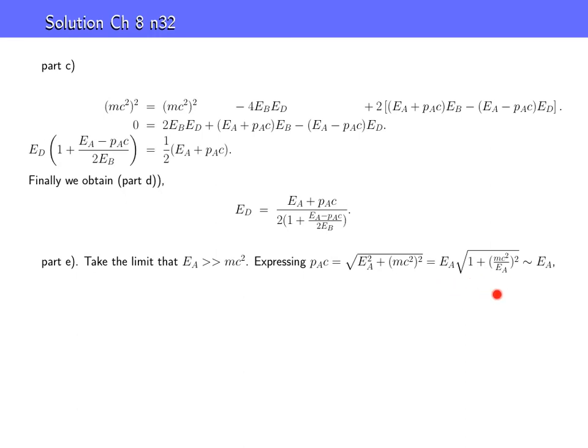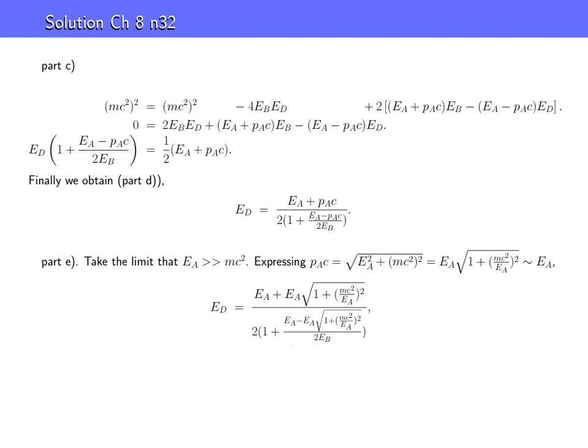Now notice we can do this right off the bat. Notice that this square root is going to be approximately 1 in this limit, because the denominator EA is going to dominate, or it's going to make that second term go to 0. Well, let's continue on just to do the algebra here. So we put that back into our expression. So that's just inserting it into the expression above.